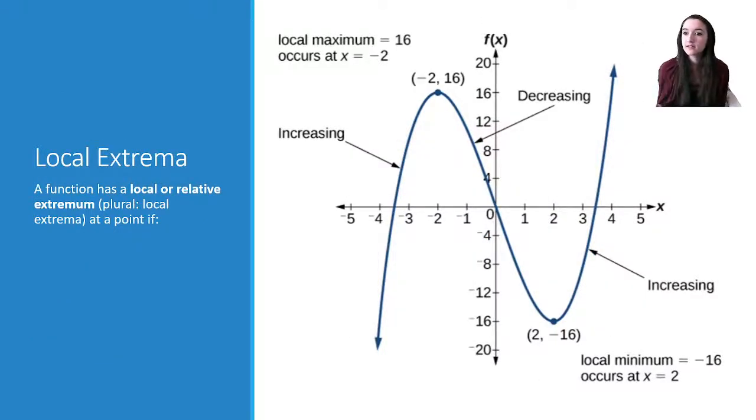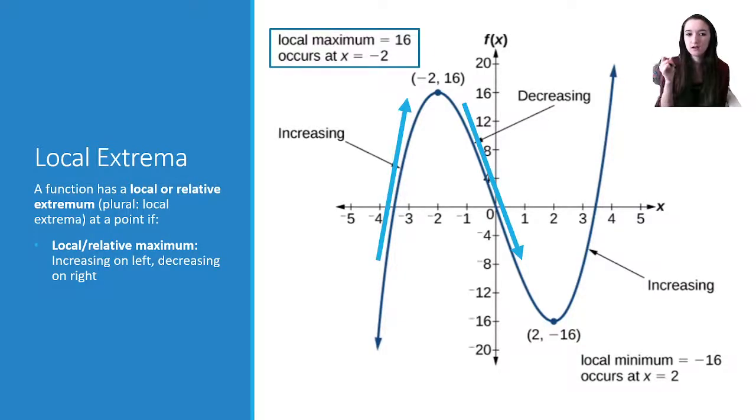So next thing we can talk about on a graph is finding local extrema. We have a very similar graph here. What is an extrema though? Well, a function has a local, also known as relative, extremum, and you will see both of these words interchangeably. The plural of extremum is extrema. At a point, if it is increasing on the left and decreasing on the right, that gives us a local or relative maximum.